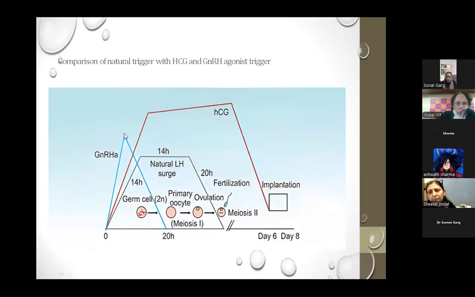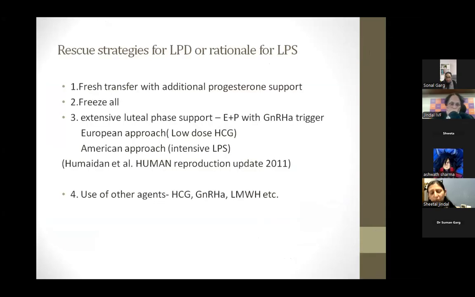This is again the same thing. So the same thing which I am showing, that if we are using a GnRH agonist trigger in antagonist cycles, the luteal phase is also very short, because GnRH agonist has a very short half-life of just 24 hours as compared to the natural surge. And HCG also has a very long half-life, which leads to endometrial advancement. All these factors lead to luteal phase defect.